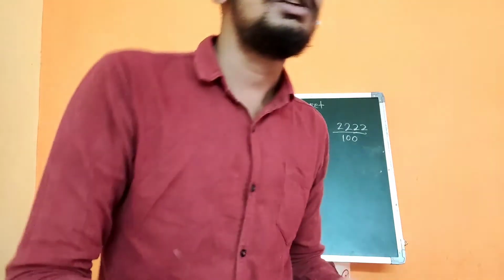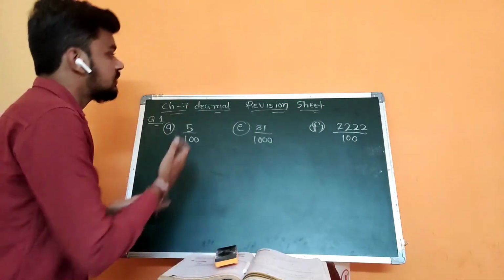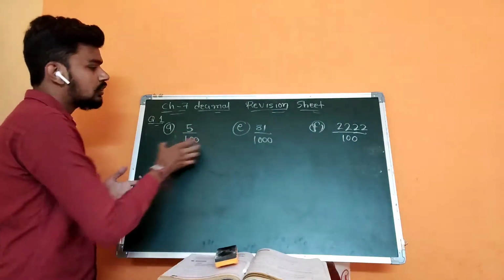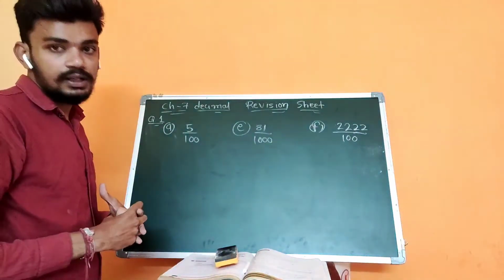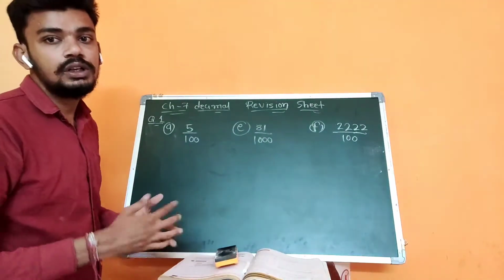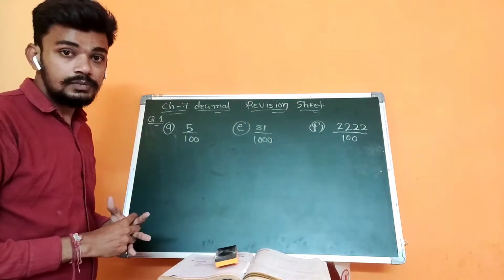Let's start from chapter number 7, which is decimal. So your chapter number 7, decimal. The first question is like this: you have to convert all the fractions into decimals. So let us revise that part, how you can convert all of them into decimals.